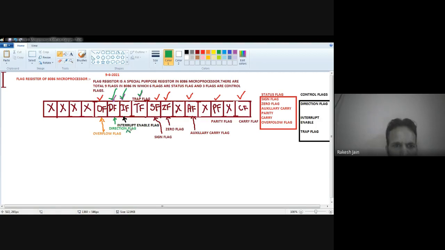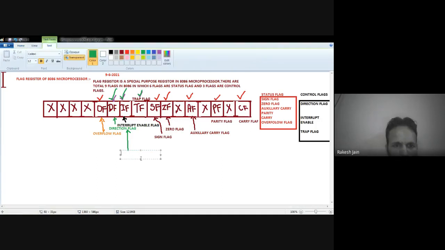So in a nutshell, the direction flag is especially used for string operations. It can be set or reset depending upon whether the string data is accessed from higher memory location or from lower memory location.